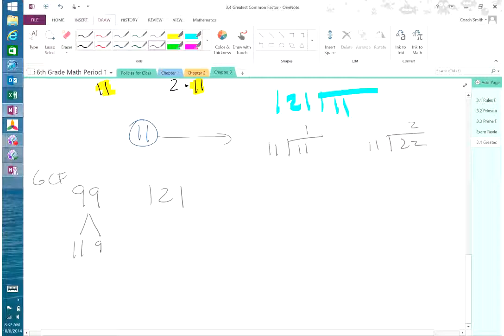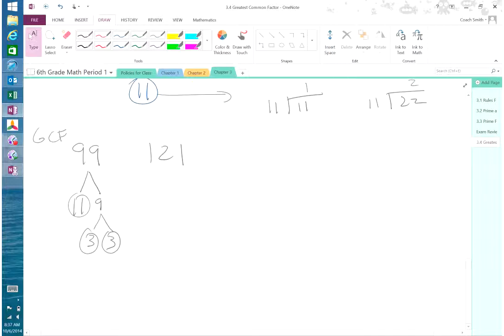Is 11 prime? Yes, so I'm going to circle it. Is 9 prime? No. So I have to find two factors of 9. What are two factors of 9, Michael? 3 times 3. Is 3 prime? Okay, they're both prime, so I'm done there. So the prime factorization of 99 is 11 times 3 times 3. That's the prime factorization of 99.